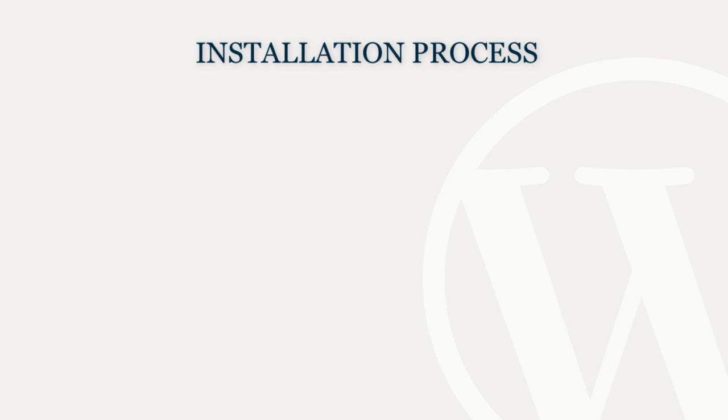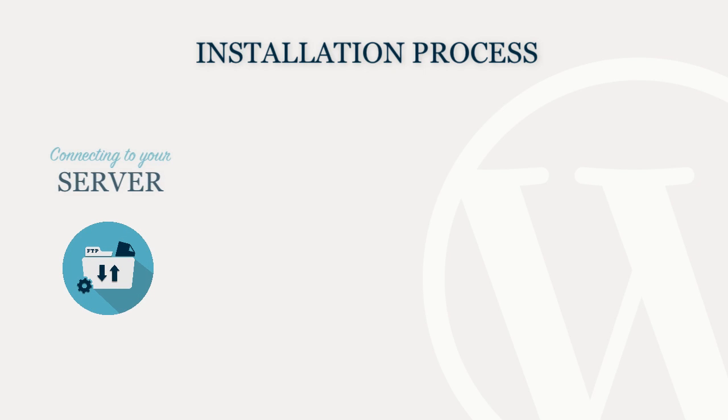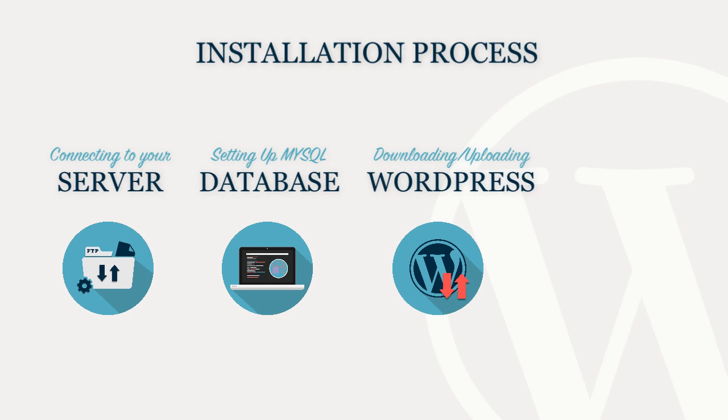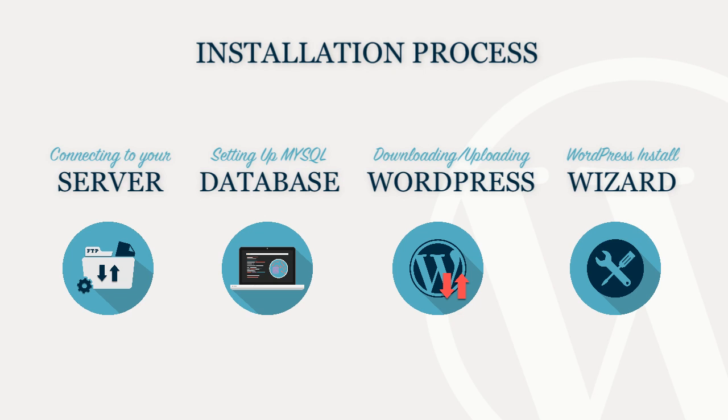For simplicity, we have broken down the installation process into 4 separate sections. First, we'll show you how to connect to your server using the FTP client. Secondly, we'll set up the MySQL database, which stores our website's content and settings. Then we'll download WordPress from wordpress.org and upload the WordPress files to our FTP client. And lastly, once our files have been uploaded, we'll complete the process by utilizing the WordPress install wizard.